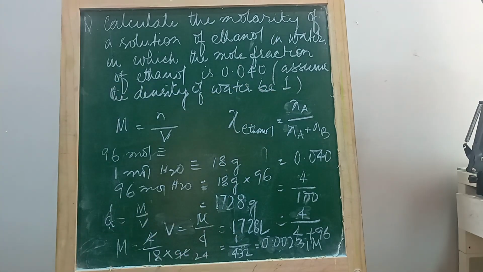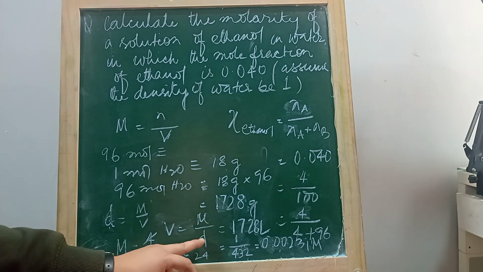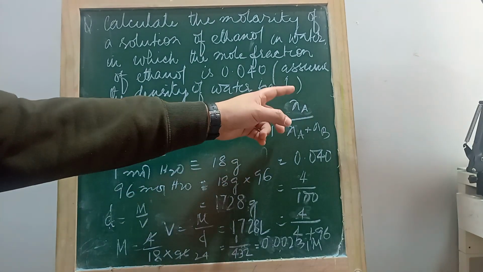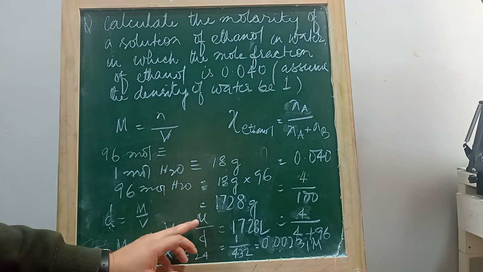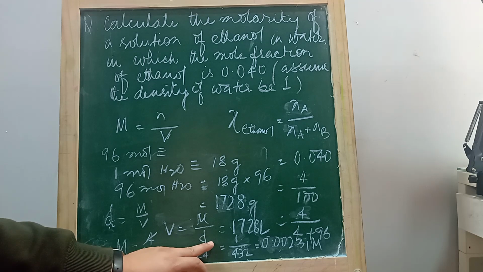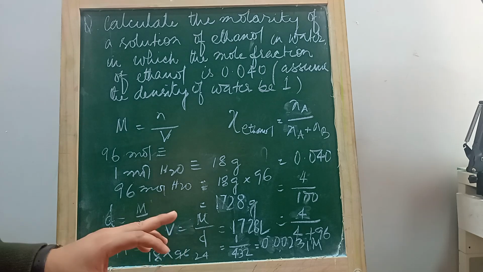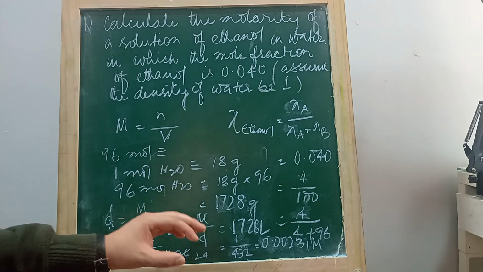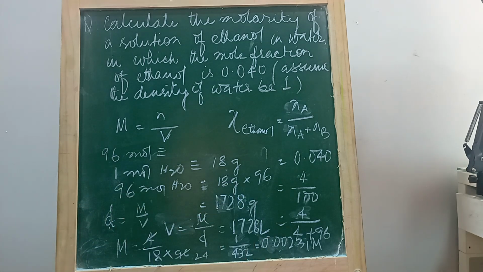So when density is 1, that means the volume will be the mass itself, but the unit will be liter. Let's assume the density is 1 gram per liter. If that is the density, then the mass is 1728 gram, and the density is 1 gram per liter. Then the volume of 1728 gram of water will be 1728 liters. So this will be the approximate volume of the solution.